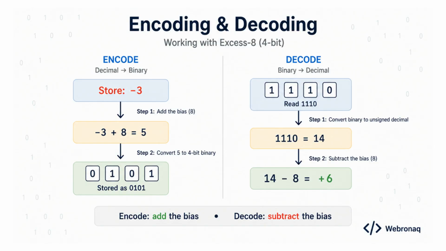So the whole system boils down to one rule. To encode, you add the bias. To decode, you subtract it. That's the entire mechanic. And here's something neat.